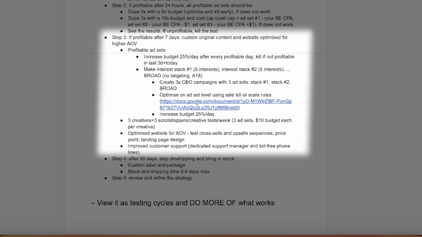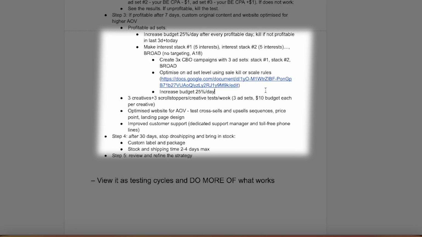Optimize on ad set level using scale, kill, or skill rules. So you would do 3 creatives and 3 scroll stopper creative tests a week. So 3 ad sets and $10 budget each per creative. Optimize your website for AOV. So you would have to test cross sells and upsell sequences, price point, landing page design.